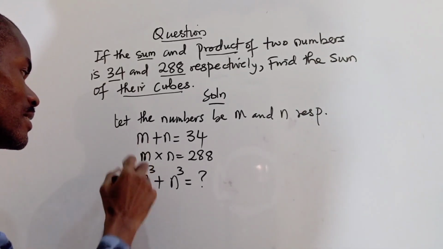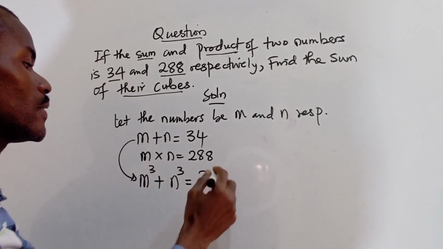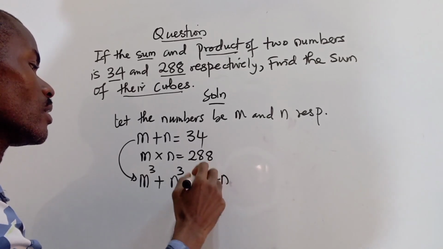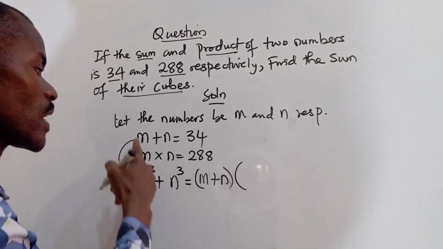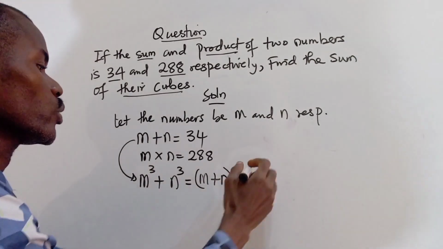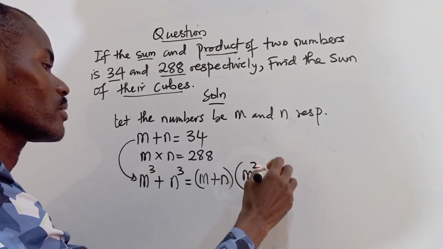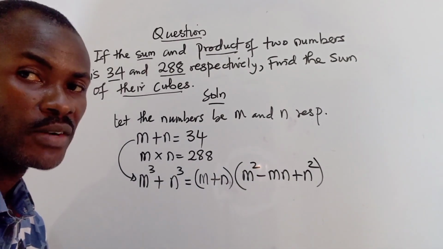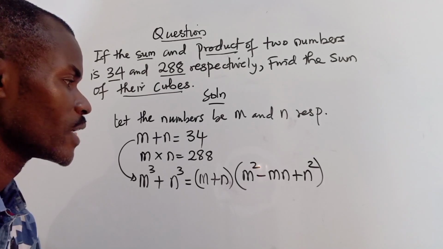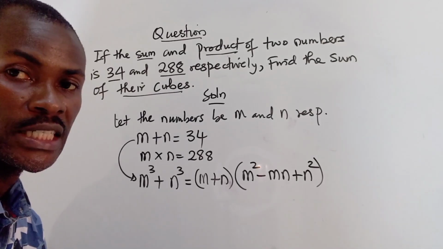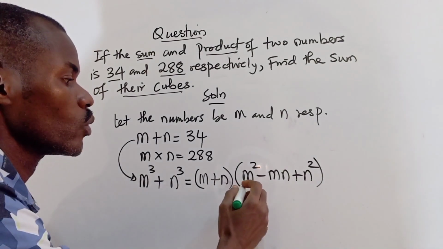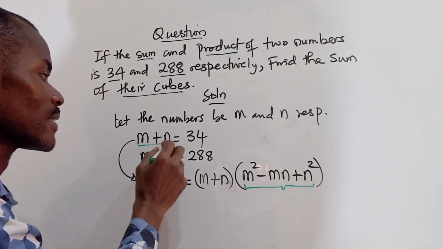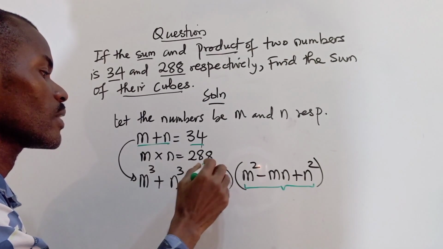But this has a relationship with this. So we can simply write this as m plus n in brackets, multiplied by what you get if you use this to divide this, which is m squared minus mn plus n squared. With this, we can solve this problem. For now, we want to work on this part. Already we know this part as 34.